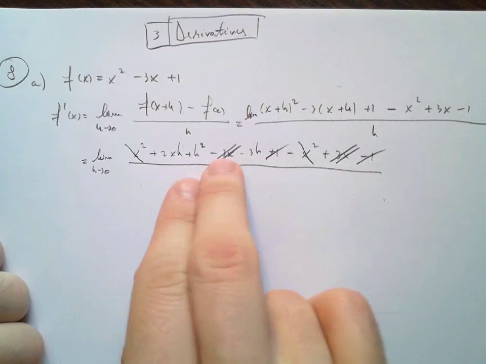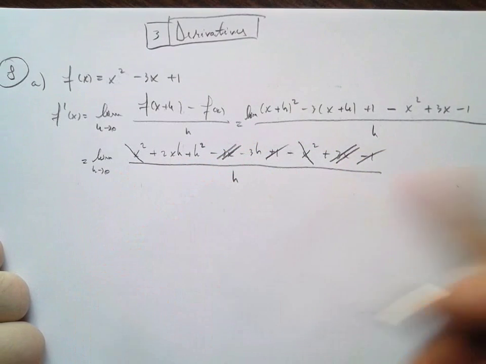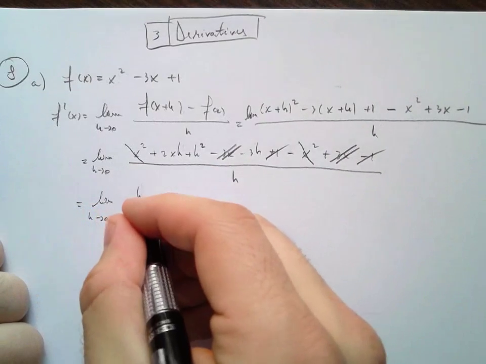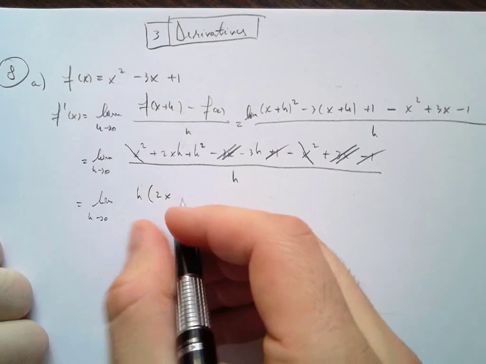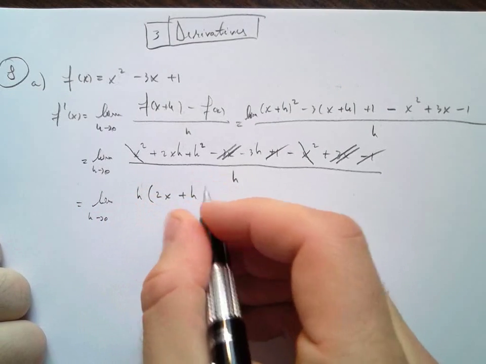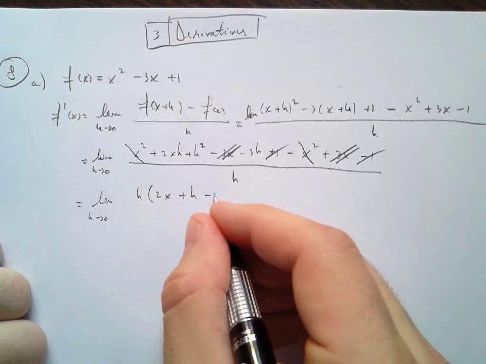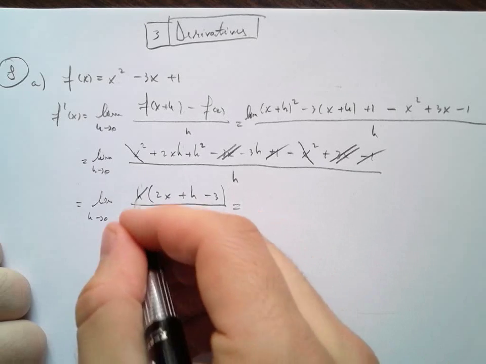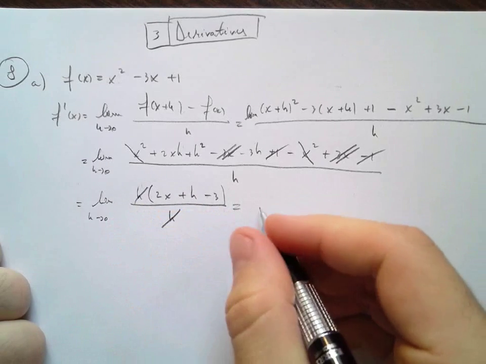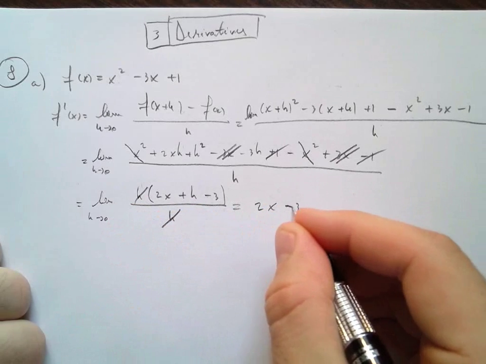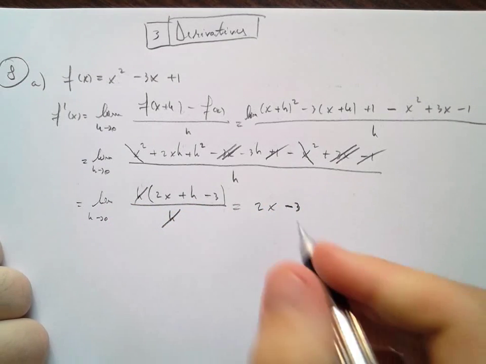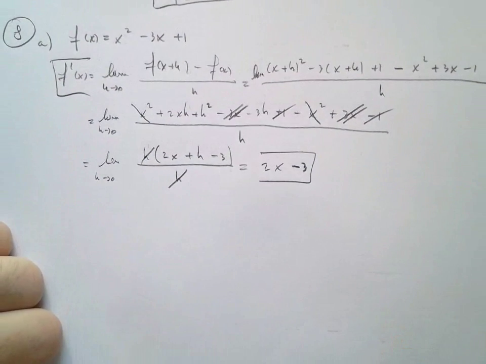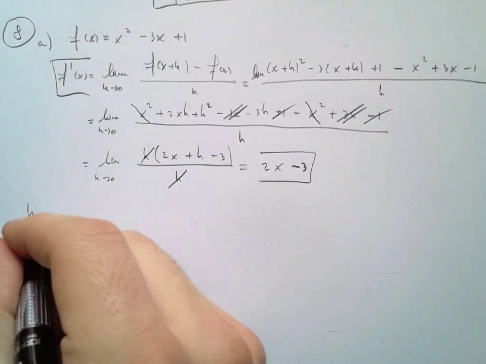So I'm left with something that all has an h in it, which means I can factor out an h. Now this is the limit as h goes to 0 of, let's factor out an h, I'm left with 2x plus h minus 3, and this is all divided by h. Once I cancel the h's and take the limit as h goes to 0, I end up with just 2x minus 3, which is exactly what we would expect for the derivative of that function. So let's do one more. This one was fairly simple. It was just a polynomial.